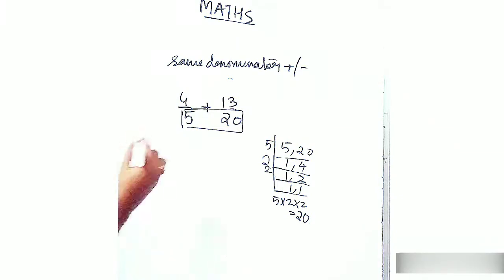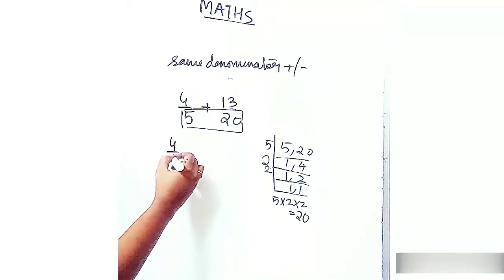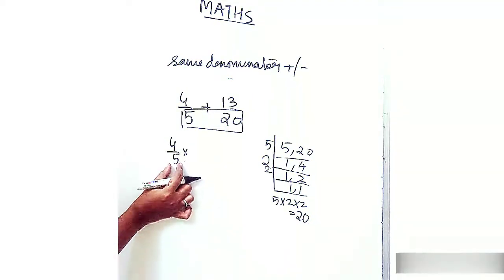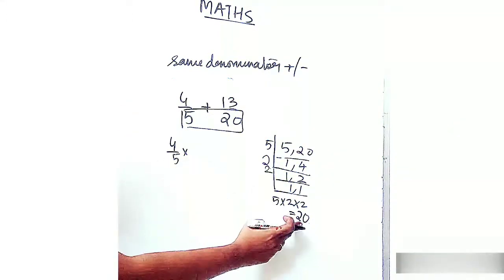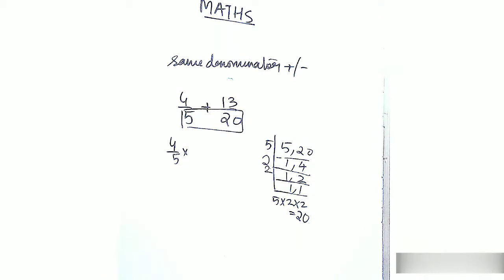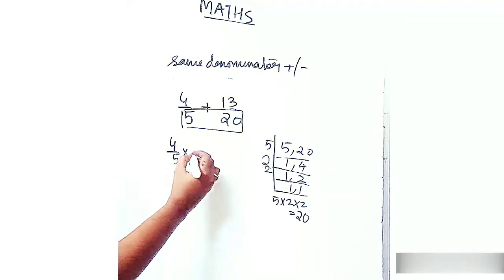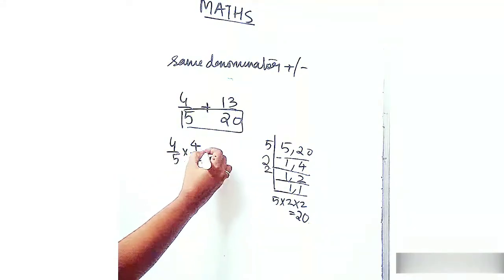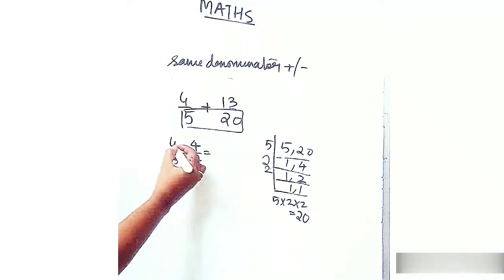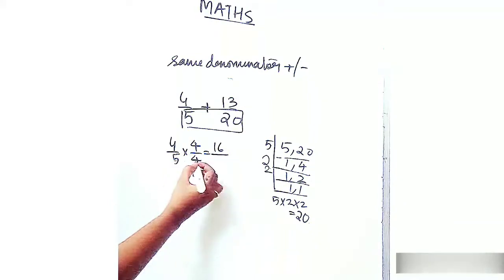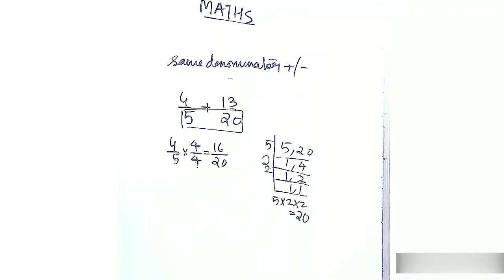Now what you are going to do? I'll take 4 upon 5. Now what number should I multiply with the denominator? I'm not talking about the numerator. With the denominator, such that I should get 20. 4. So I'll put 4, and in the numerator also I'll put 4. Whatever number you put in the denominator, you put the same number in the numerator. So 4 fours are 16, and 5 fours are 20. Did I get the denominator 20?